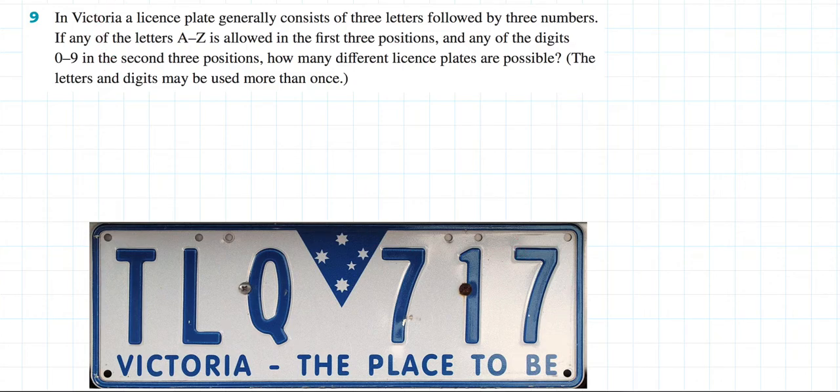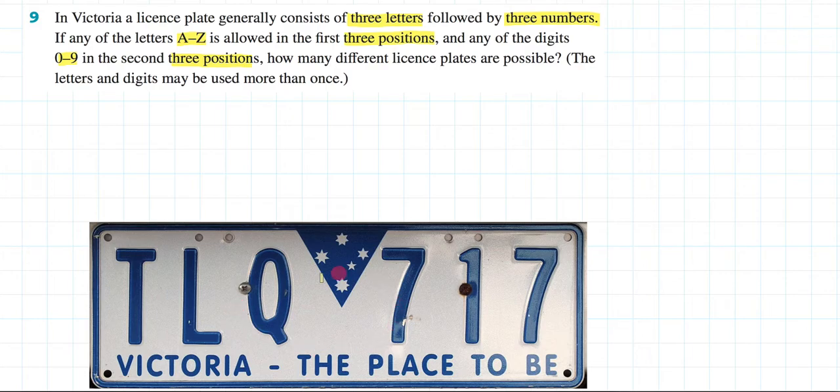So we're going through exercise 10A, and in this video we'll be going through question 9, which says, in Victoria, a license plate generally consists of 3 letters followed by 3 numbers. If any of the letters A to Z is allowed in the first 3 positions, and any of the digits 0 to 9 in the second 3 positions, how many different license plates are possible? The letters and digits may be used more than once.